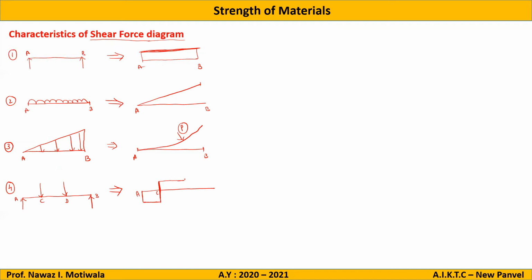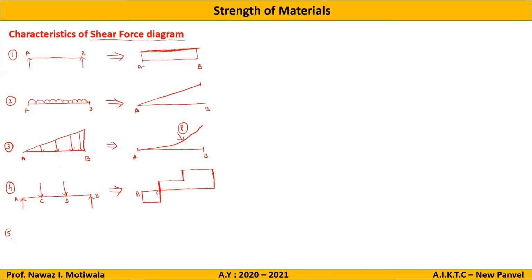Then again, at point D, there is a vertical load. Vertical load means vertical line. It will be shown as a vertical line on the SFD. Then again between D and B, there is no load, so it will be a straight horizontal line. And finally, at point B, again there is a point load, so it will be a vertical line. So this completes the shear force diagram for this particular beam.